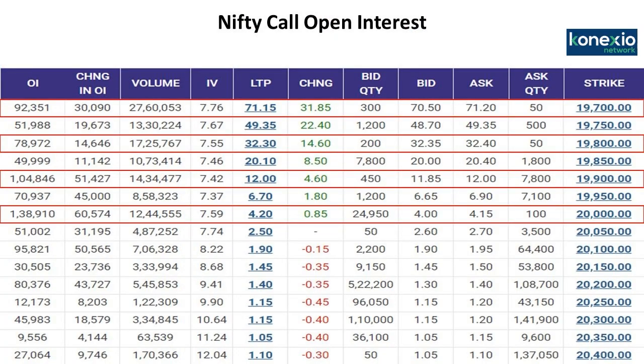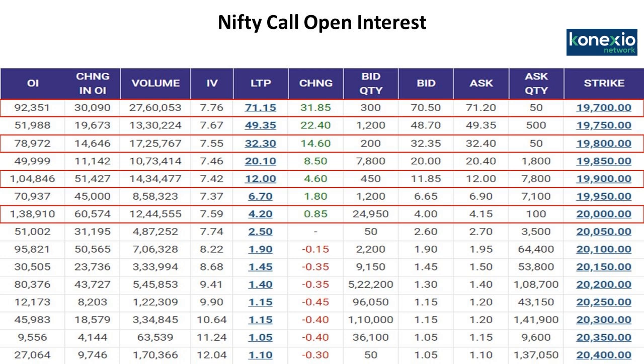Now, friends, let us discuss the derivative data of Nifty. First of all, we will discuss the Nifty call data. In Nifty calls, you will see on the screen the action was seen in 19,700 calls, 19,800, 19,900, and 20,000 calls. Here you can see the implied volatility is low. It is between 7.59 and 7.76. The percentage change in the premium is positive. There has been a rise in the volumes and a rise in the open interest.